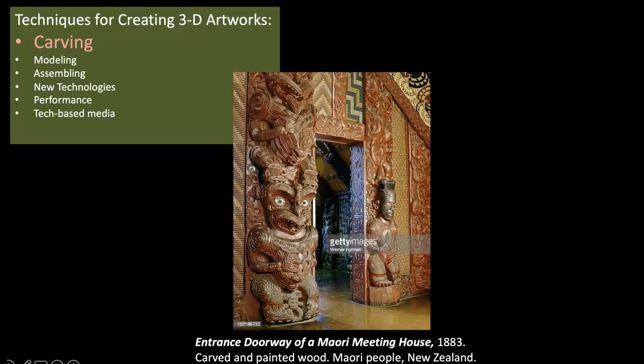All right, what we're looking at here, again, are these techniques associated with creating three-dimensional artworks. The art items I've already mentioned, you can see typed out for you on the upper left, and we'll go through them in order. What we're looking at now is an example of carving. It's the entrance doorway of a Maori meeting house, created in 1883. The Maori people are associated with the country we now call New Zealand. The media include carved and painted wood.